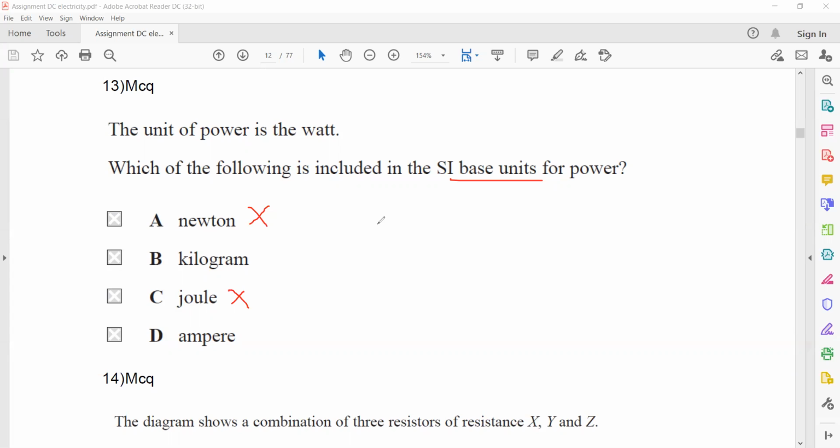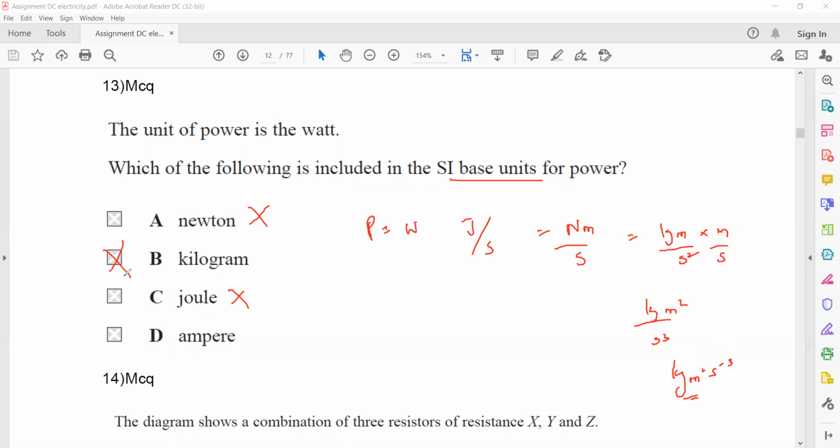But when we write for power, the unit of power is watt, or joules per second. Joule is newton meter, and newton itself is kilogram meter per second square. This will be multiplied by meter and divided by second. So when we solve, it is kilogram meter square second raised to power minus 3. The base unit involved is kg, not ampere. So B is the right answer.